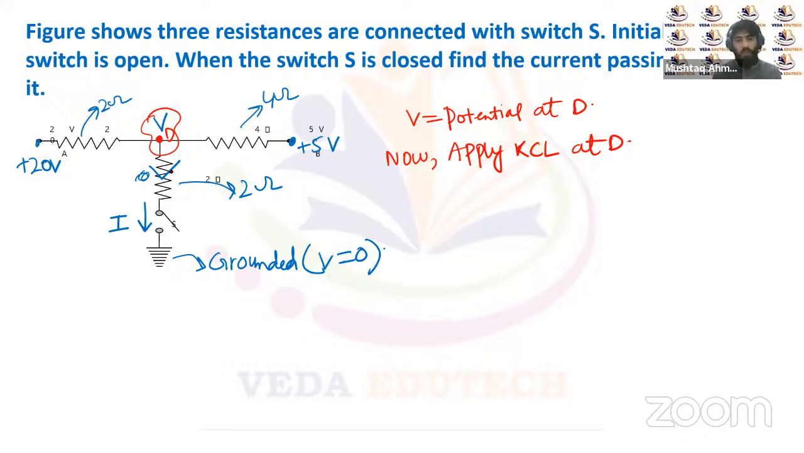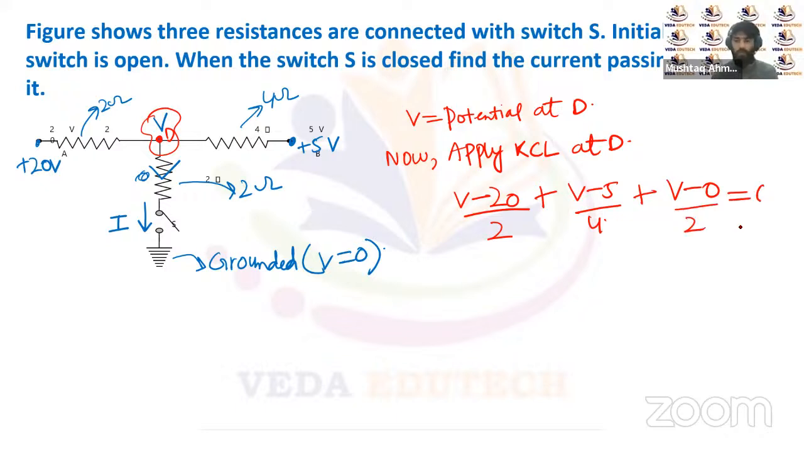So this is 20 volts here. Let me assume that this junction is at higher potential. So the total current will be V minus 20 over the resistance, that's 2 ohm. This will be the current. Similarly, it will be V minus 5 over 4 ohm, and plus V minus 0 over the resistance here, which is 2 ohm. That should be equal to 0. So this is the KCL at this point.